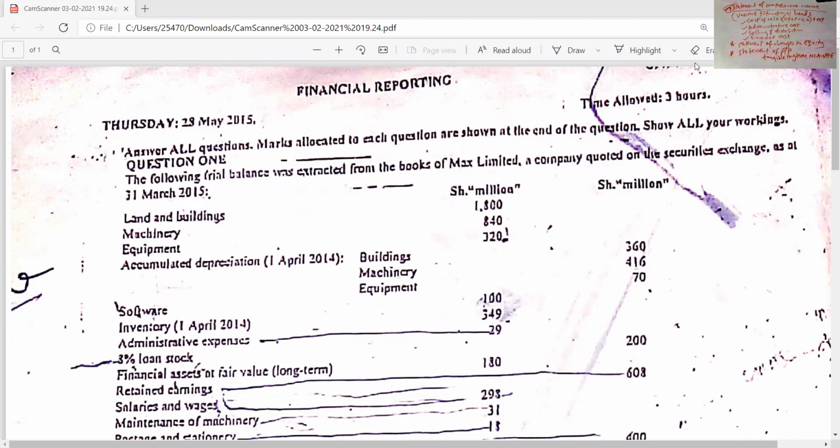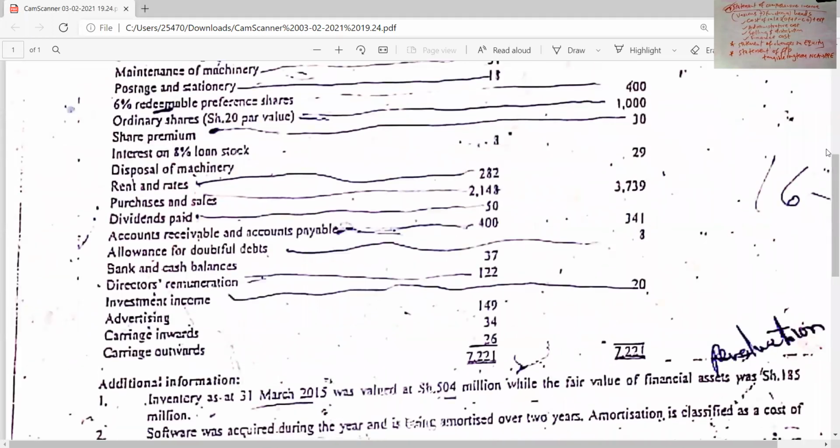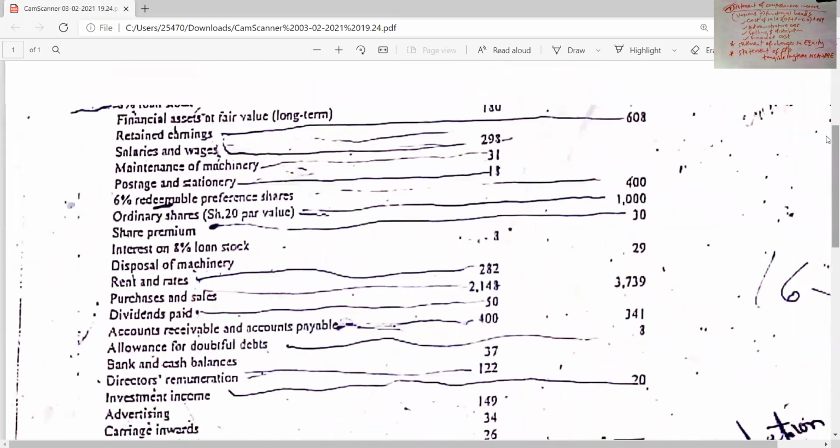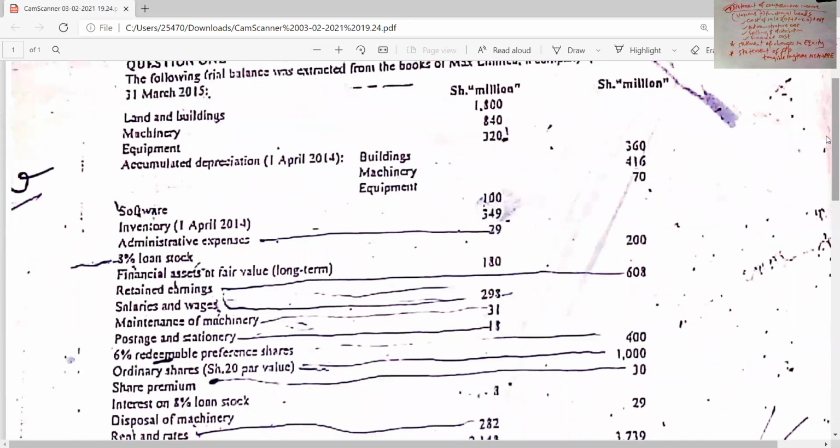All right. So the following trial balance was extracted from the books of Marks Limited, a company quoted on the Securities Exchange as of 31st March 2015. So this is all about the trial balance. Trial balance, you know what it has. It contains incomes, expenses, assets, and liabilities.